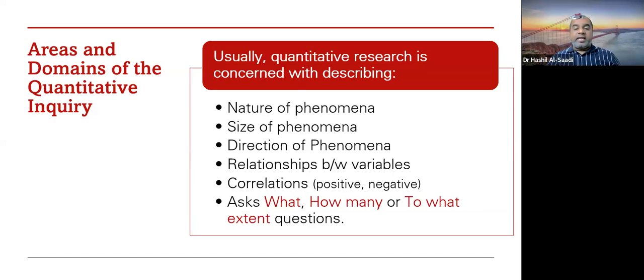Okay. And quantitative research usually asks these kinds of questions. What? How many? To what extent? You will notice that later on we'll be talking about different types of questions when it comes to qualitative research, البحث النوعي. But today we're talking about البحث الكمي, quantitative research, and it usually asks these kinds of questions. What? How many? To what extent? In which direction? How big something is? And so on. A relationship between variables.